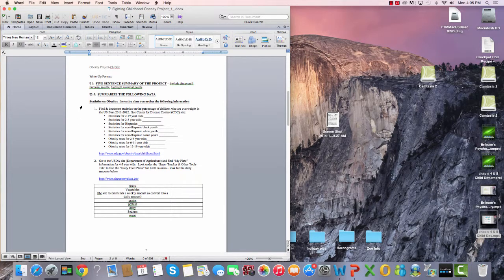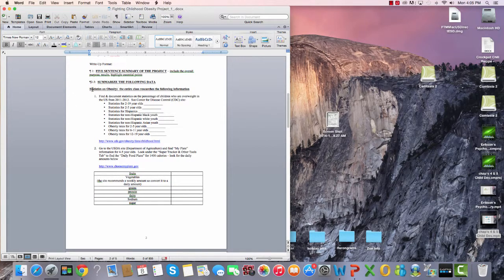This is the write-up summary format for this project. The first sentence, or the first paragraph, that's that little signal right there. That symbol is a paragraph symbol. Write a 5-sentence summary of the project. Include the overall purpose, the results, and highlight the essential points.